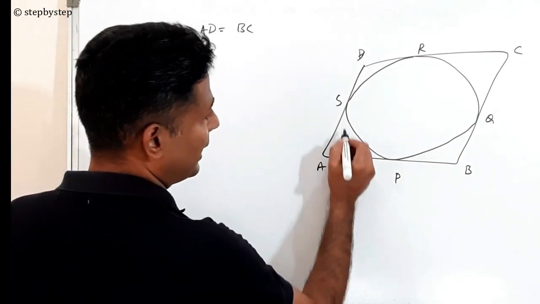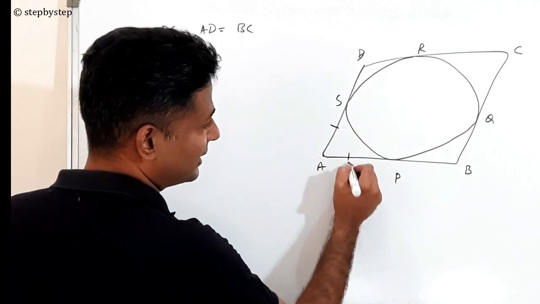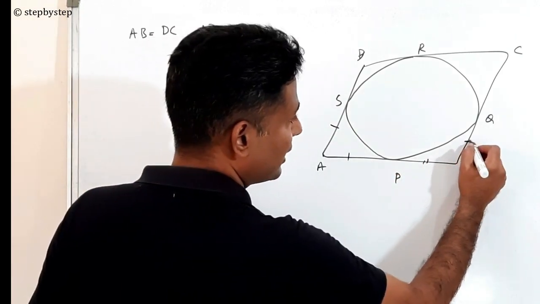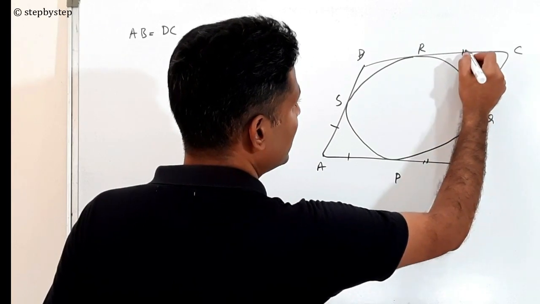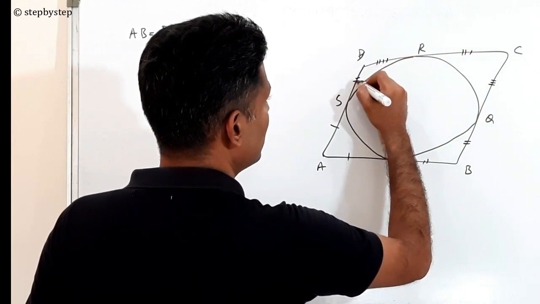Alright, now see again, this is an external point, this is tangent, this is tangent. So this side will be equal to this side, this equal to this, this equal to this, and we have this equal to this.